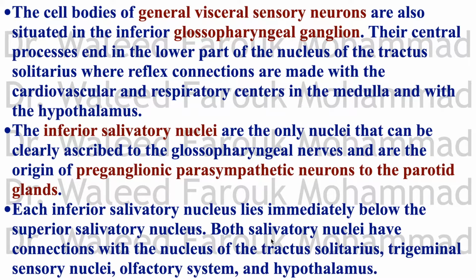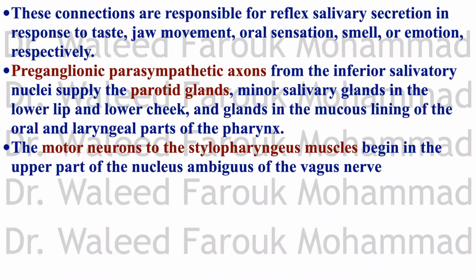Each inferior salivatory nucleus lies immediately below the superior salivatory nucleus, and both nuclei have connections with the nucleus of the tractus solitarius, trigeminal sensory nuclei, the olfactory system, and the hypothalamus. The connections mentioned are responsible for reflex salivary secretion in response to taste, jaw movement or oral sensation, and smell or motion.